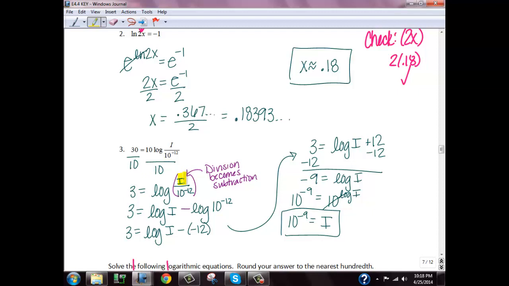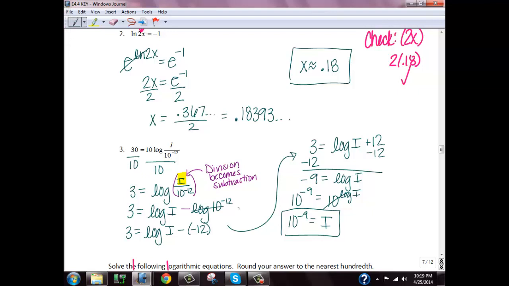So what I'm going to do is break this up into 2 separate logs using the properties we learned last time of expanding and condensing logs. Here I have a division. Division expands into a subtraction of logs. So I'm going to do log of I minus log of 10 to the negative 12th. And then here, notice log of 10 to the negative 12th. Log and 10 are inverses. Log base 10 and 10 cancel, which leaves me with a negative 12.